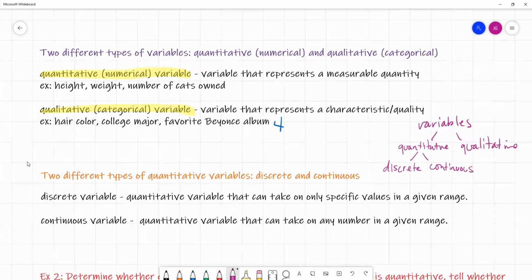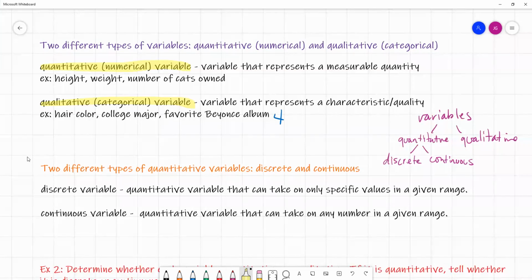Okay, so what do we mean by discrete or continuous? Well, discrete variables are quantitative variables that can take on only specific values in a given range. So what that means is that if I give you any range, the range doesn't matter, in that range you're only allowed to pick specific numbers. You can't pick all of them.